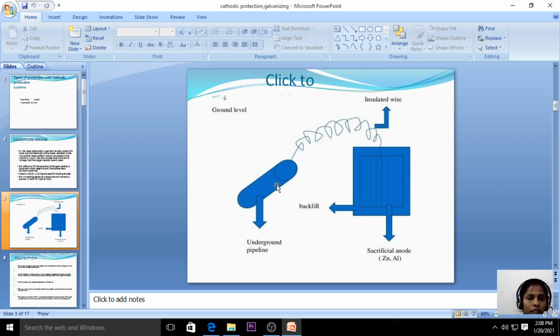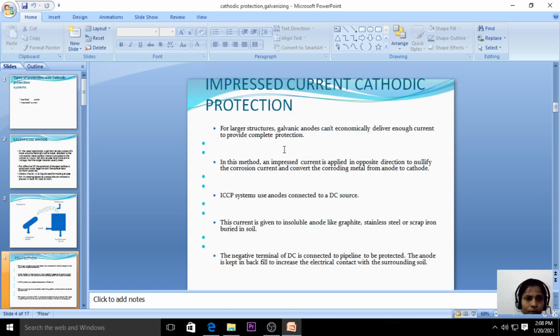So what we are doing here is exposing these two metals to the environment. Now this metal is the highly active metal, and the buried pipeline is the less active metal. So the pipeline is acting as the cathode and the sacrificial metal is acting as the anode. So it undergoes corrosion and the pipeline is protected from corrosion. That is sacrificial anodic protection.